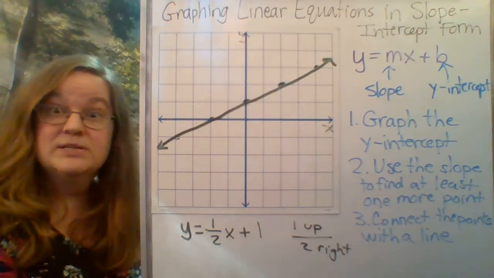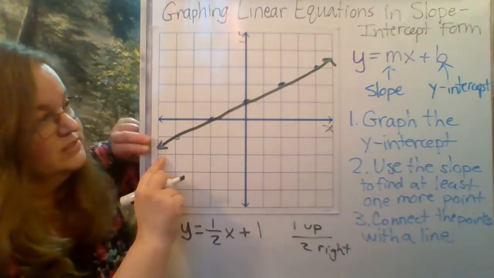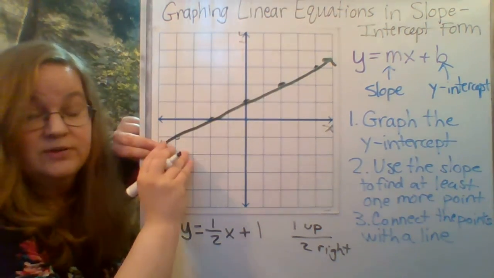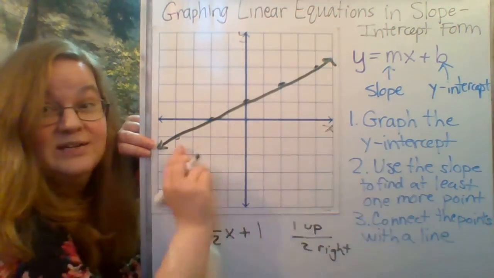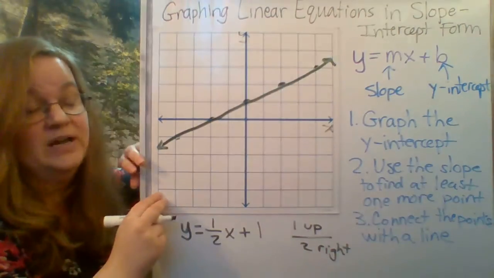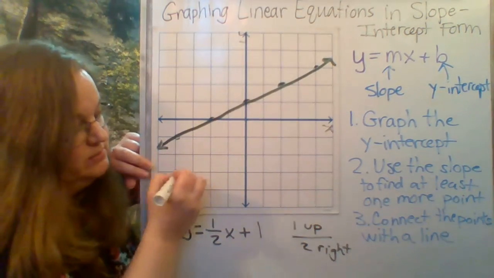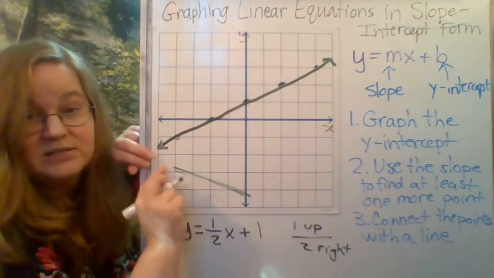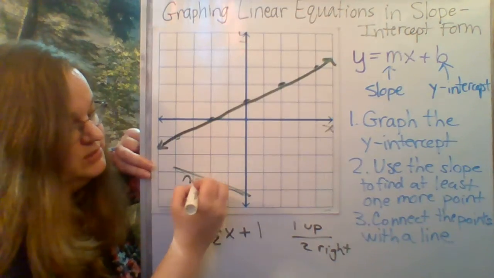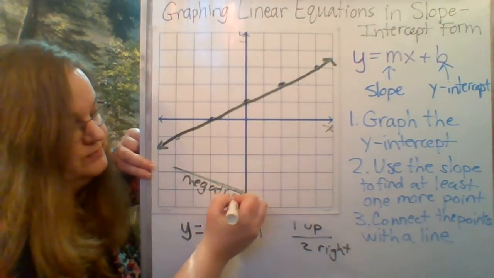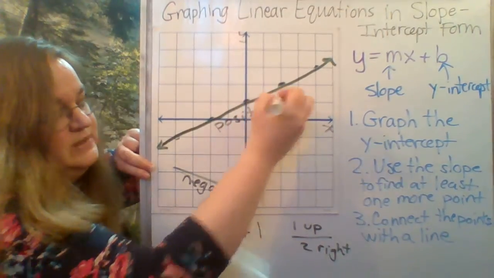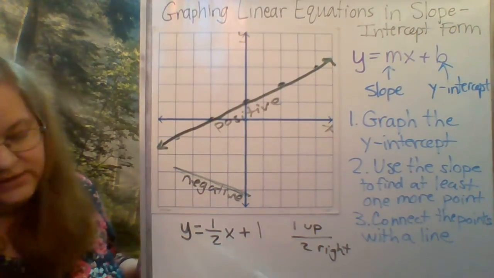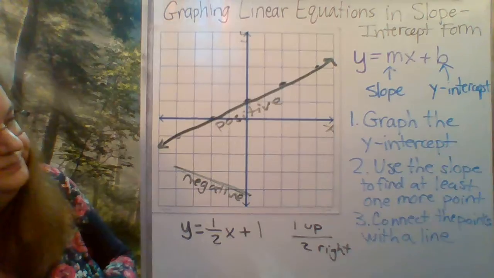I know this is a positive slope, because when I read a graph, I'm always reading from the left to the right, and as I go from left to right, it is increasing. If it was a negative slope, from left to right it would be going down like this. It would be decreasing. So I would know that this is a negative slope, and this is a positive slope. Okay, let's take a look at another example.